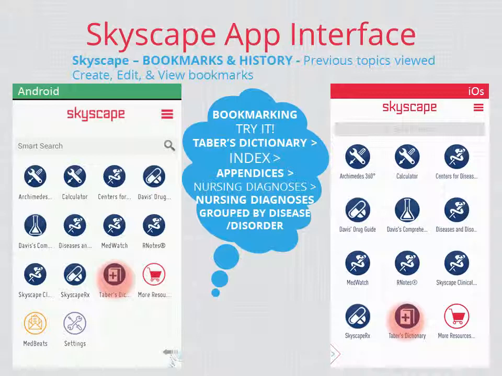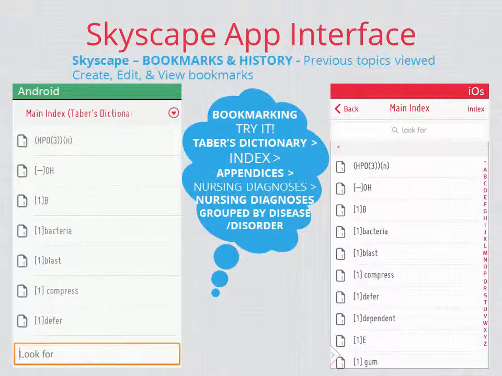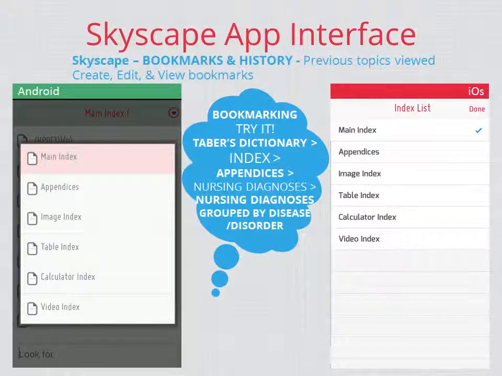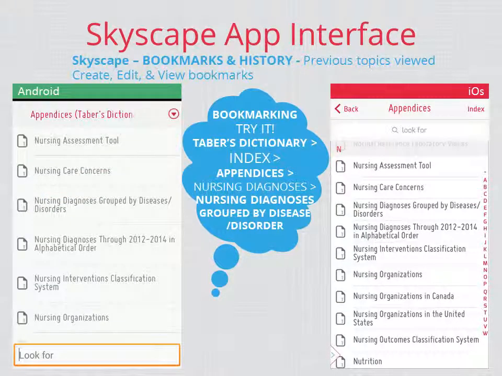First I will go back to my Skyscape Home and open up the Tables resource. While in Tables I will switch to my Appendices index. Remember, we switched indices by tapping on the Index button and choosing Appendices. In the Appendices index I will choose nursing diagnoses, and then nursing diagnoses grouped by disease and disorder.